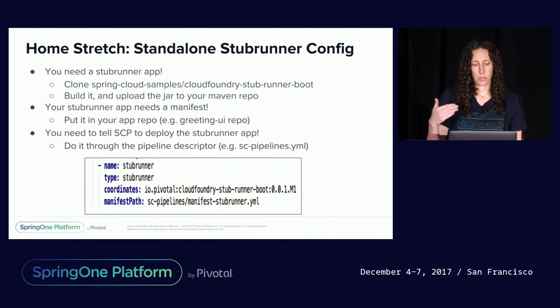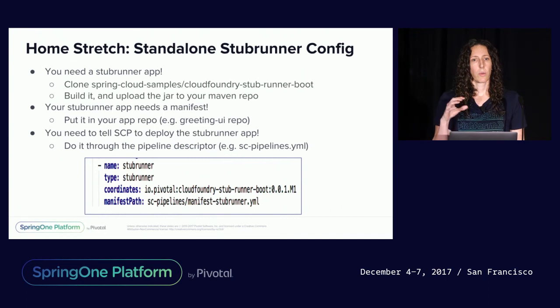You don't even need to fork it. You can just clone it, build it, and upload it to your Maven repo. Your Stubrunner app is going to need a manifest. All you really have to do is put the name of the app in there. That is going to correlate to the name of the app that you put in your pipeline descriptor file.